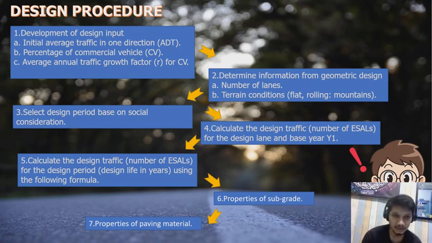Calculate the design traffic for the design period, design life in years, using the following formula. So Najah will present about the calculation. Then 6, properties of subgrade, and 7, properties of paving material.